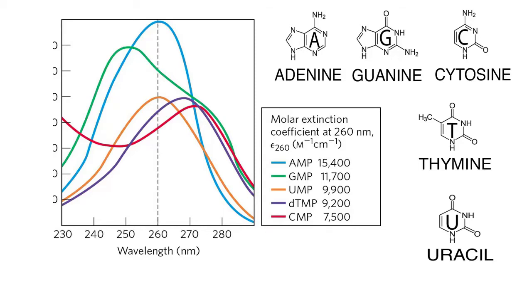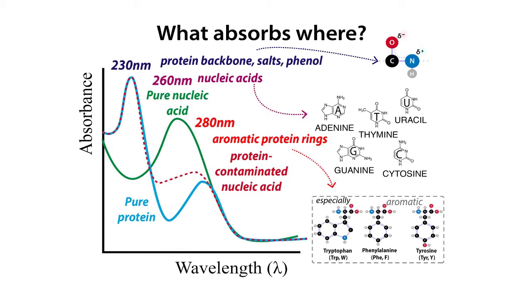additional ring. In this figure, you see the spectra of pure protein sample represented by blue curve, pure nucleic acid sample represented by green curve, and a protein-contaminated nucleic acid sample represented by dashed red curve. Please take into account that the ratio of UV absorbance of 260 nanometer to 280 nanometer is commonly used to assess DNA contamination of protein samples.